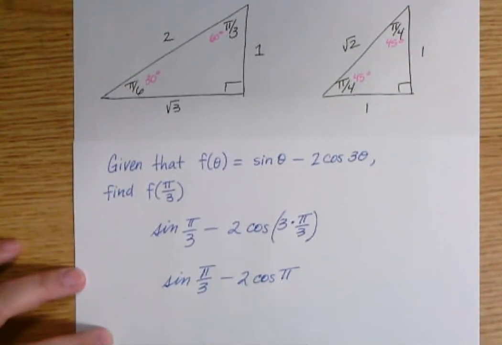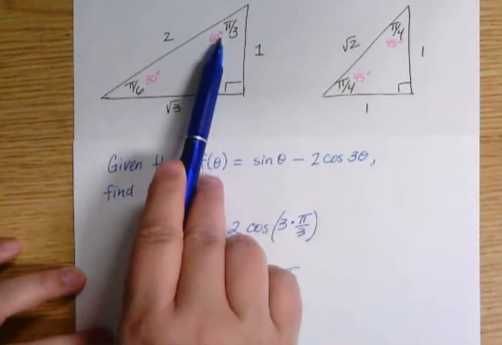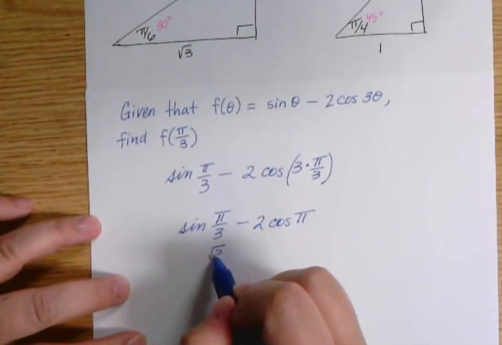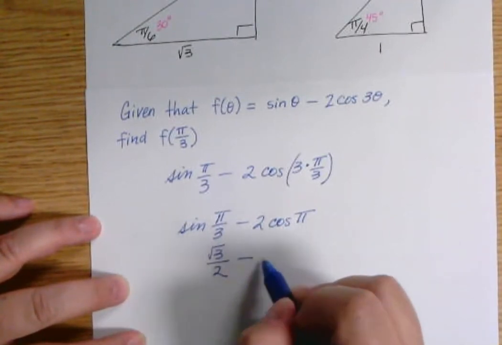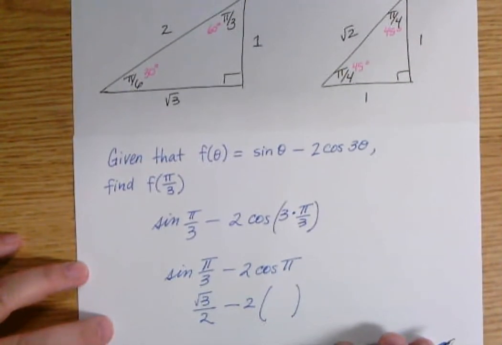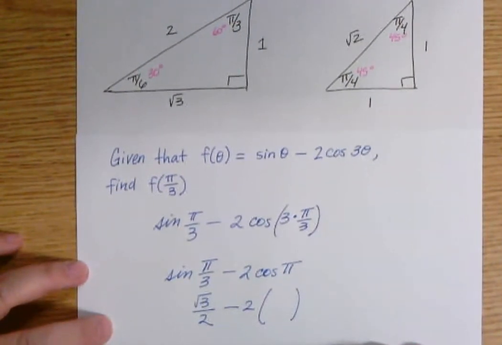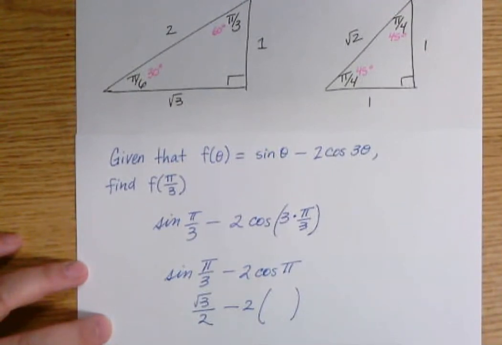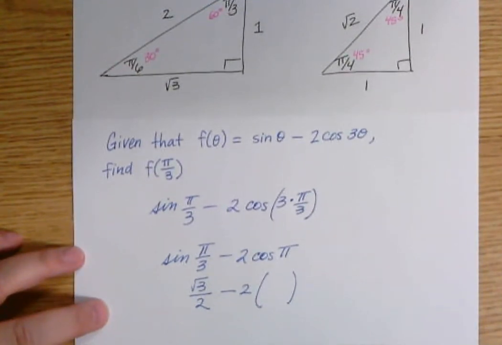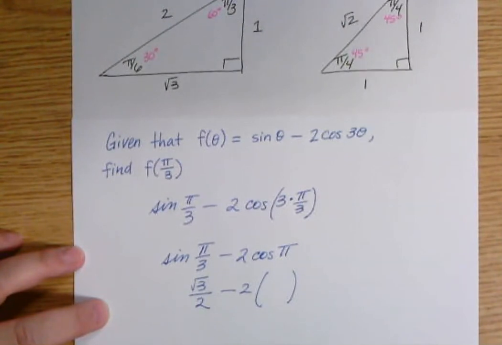Okay, so sine of pi over 3, opposite over hypotenuse, square root of 3 over 2, minus 2 times cosine of pi. Well, I didn't mean to give you one like this because we haven't actually done cosine of pi yet. That's silly. I'm sorry, I gave you a bad example. I'm trying to think of how I could change this to make it a valid example. I think we're not going to try to do that.